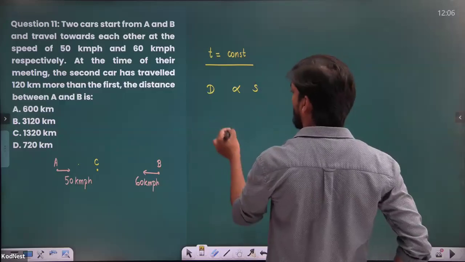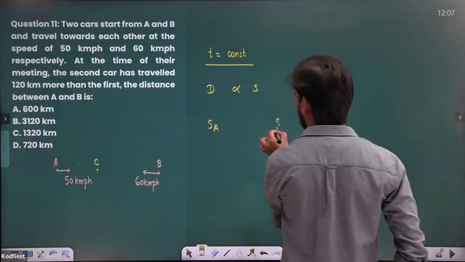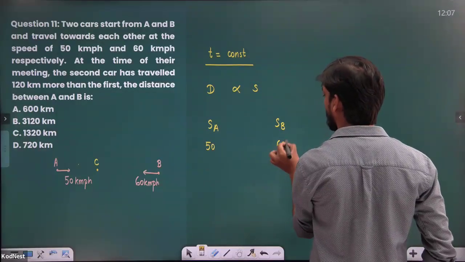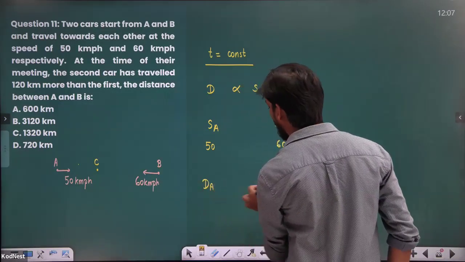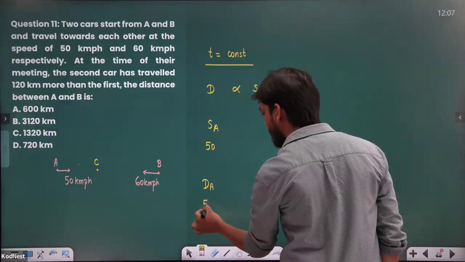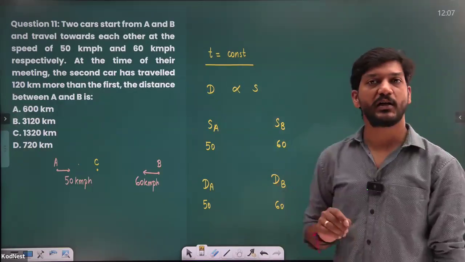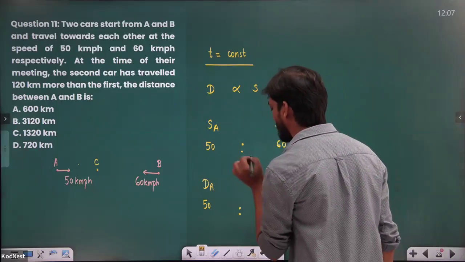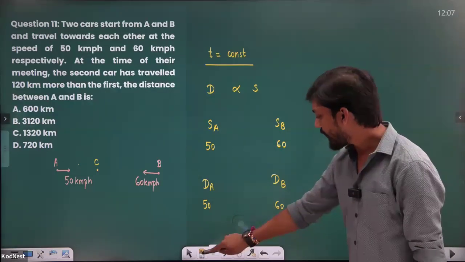All right. Let me solve it by the ratio. Okay. So SA, SB. Speed of A 50. Speed of B 60. Okay. So distance by A, distance by B. If I directly take the values, it is not correct. But I'm directly taking the values because they are proportional. And right now I'm just thinking ratio. But I usually don't write the ratio sign, you know.